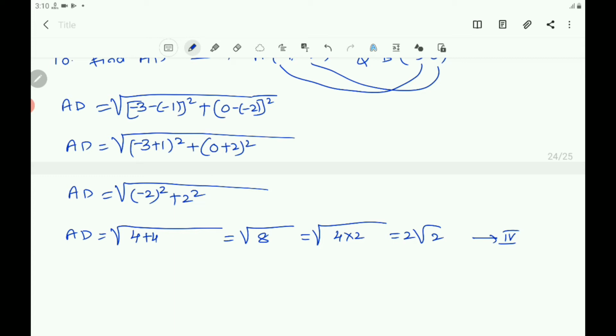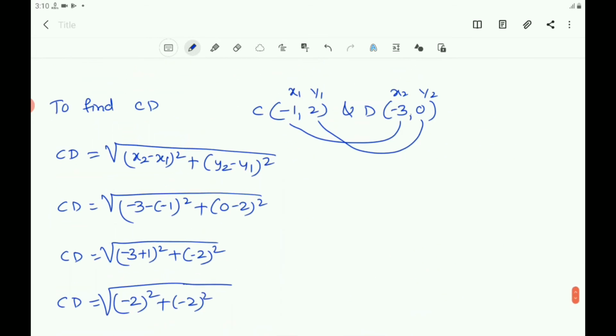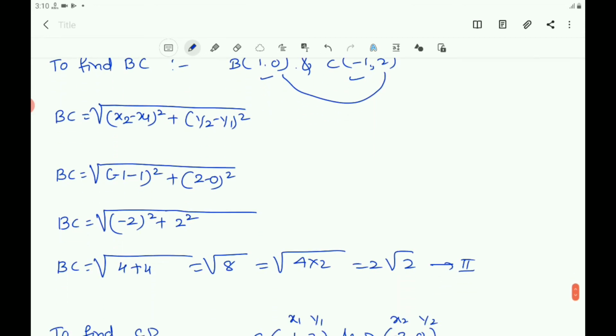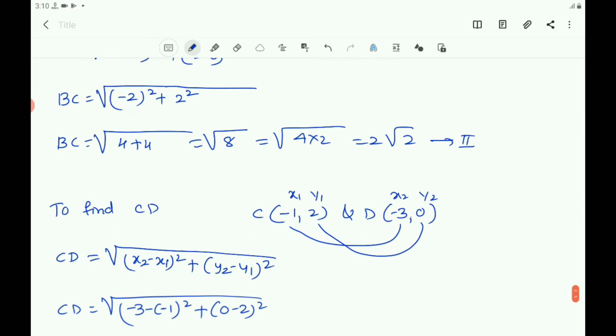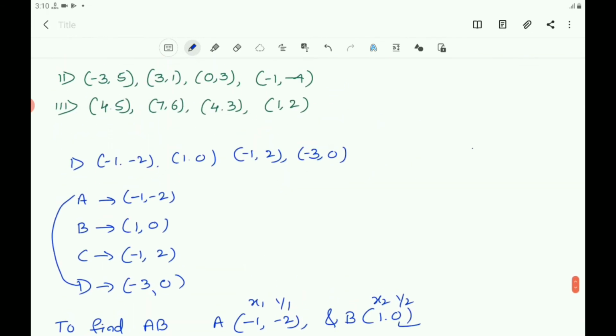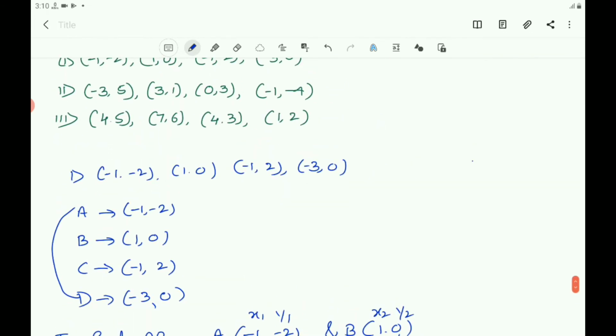So from first, second, third, fourth, you got the sides are equal. AB equals BC equals CD equals DA. All you got 2 root 2, 2 root 2 only. Therefore, all the four sides are equal. Now also you find the diagonals. Here we have to find the type of quadrilateral. Therefore, after getting the diagonal, then you can get the idea of the type of quadrilateral. Therefore, you find the diagonal AC and BD.